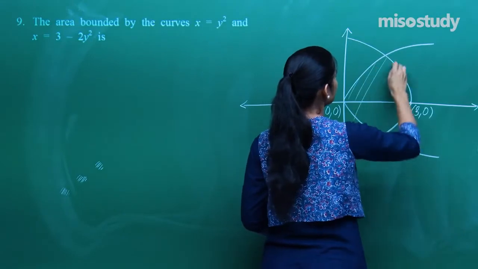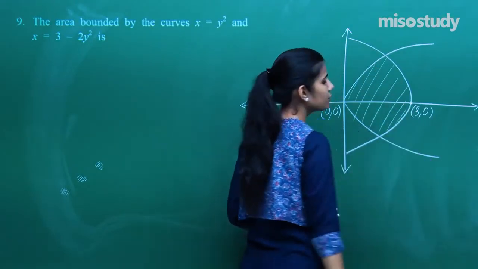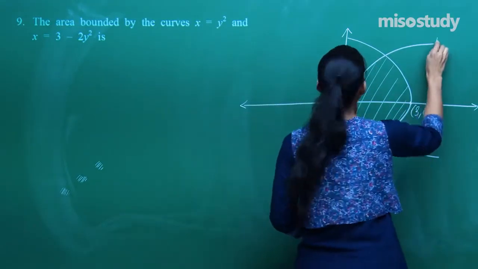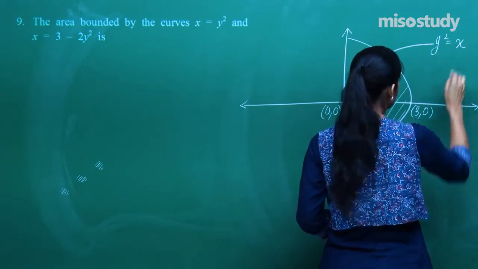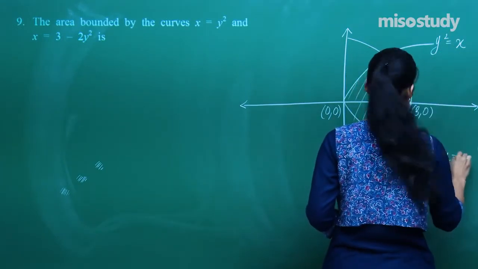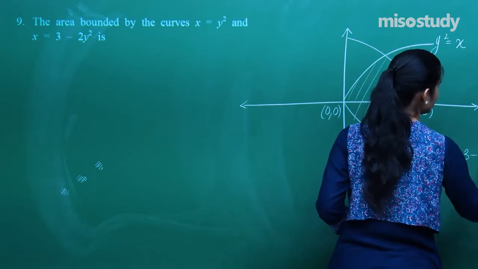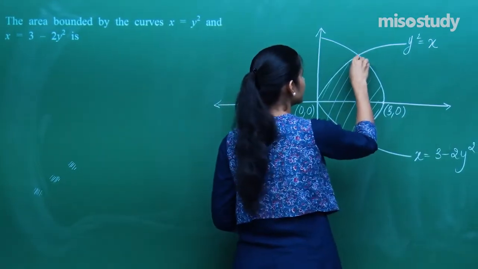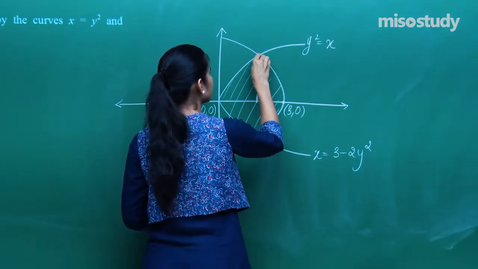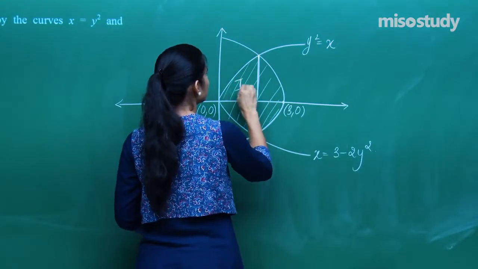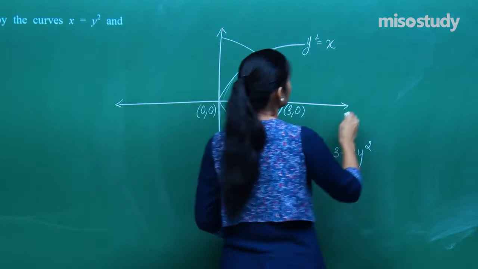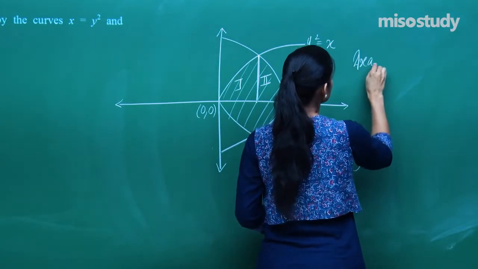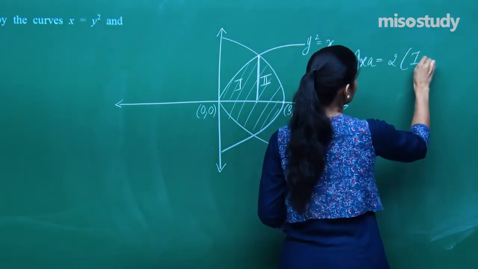Okay, and this is the area you need to compute. This complete shaded region is what you need to compute. Okay, what is this? This is y square equals x, and this is x equals 3 minus 2y square. Now when you talk about the area, you basically say this is 1, this is 2. So you say area is twice of 1 plus 2.